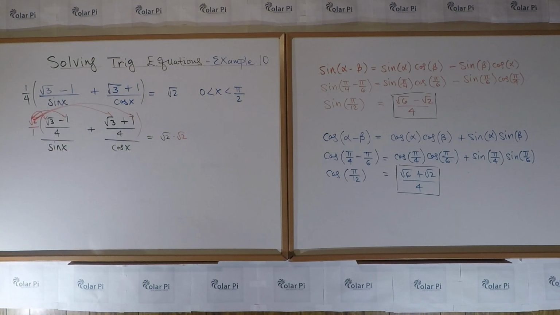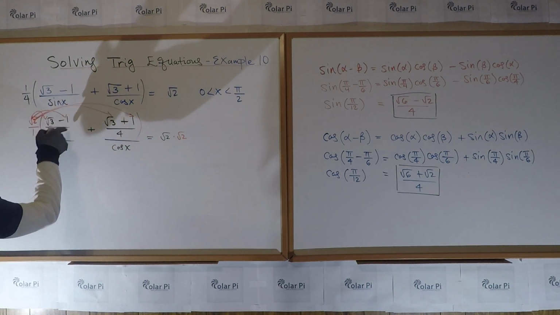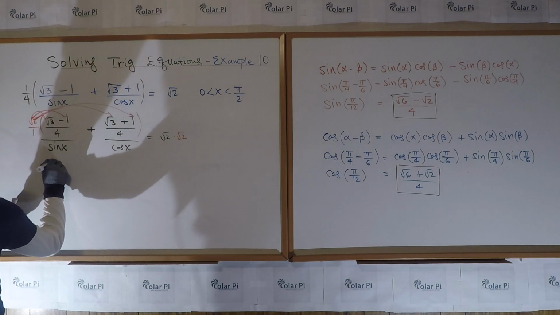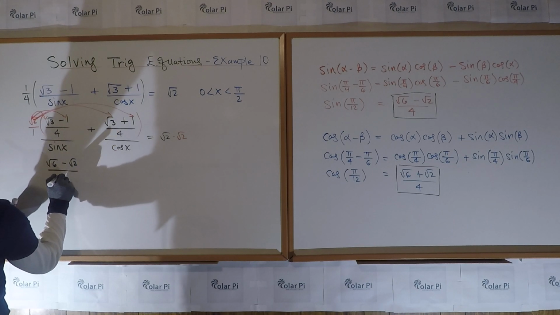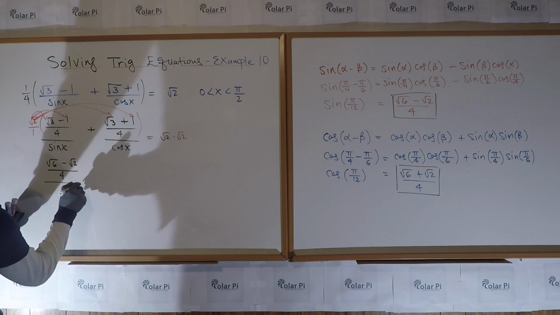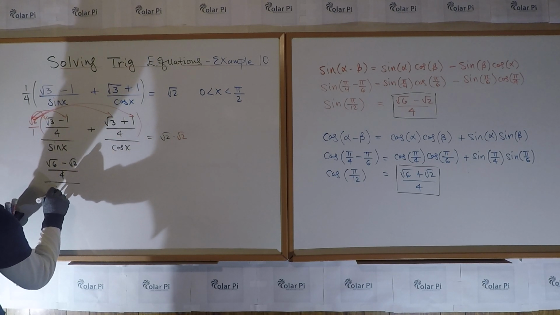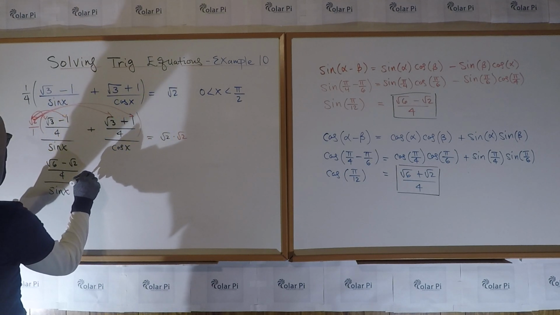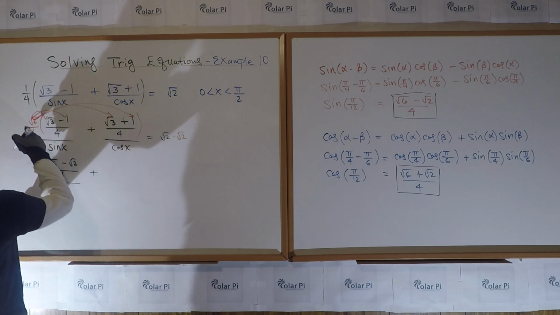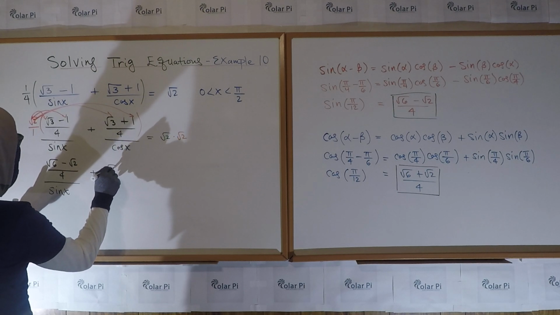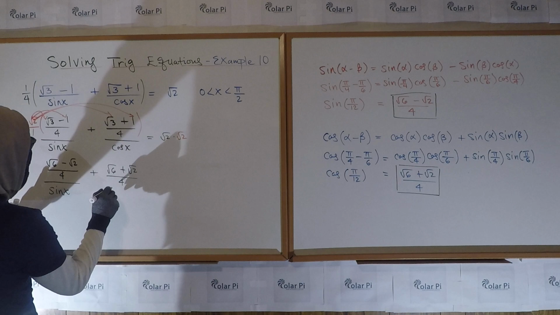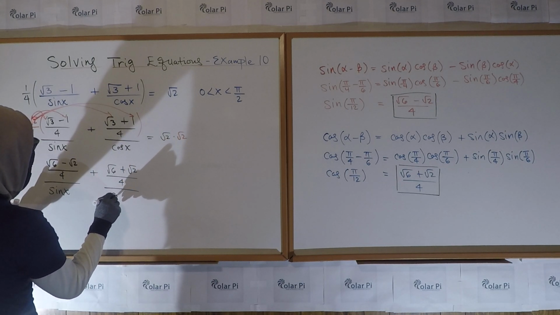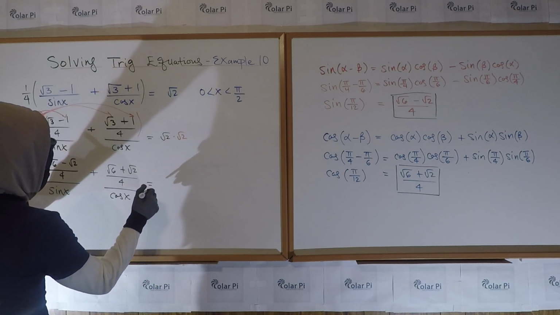And when I do, look at what we're going to get. In this part, we're going to get root 6, exciting, right? Minus root 2, all over 4, and then all of that divided by sine x. And then plus, in this part we get root 2 times root 3, which is again root 6, plus root 2 all over 4, and all of this divided by cos x. Now you see the method to the madness.